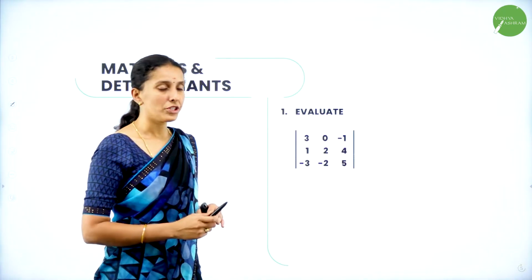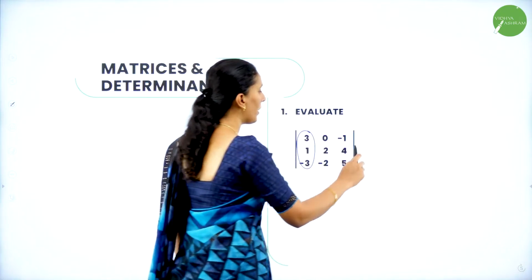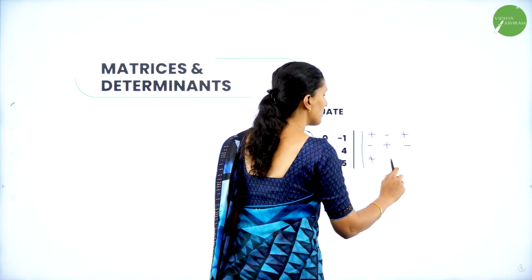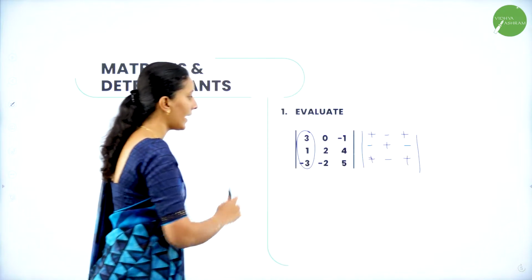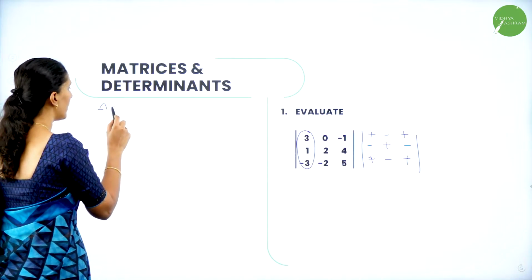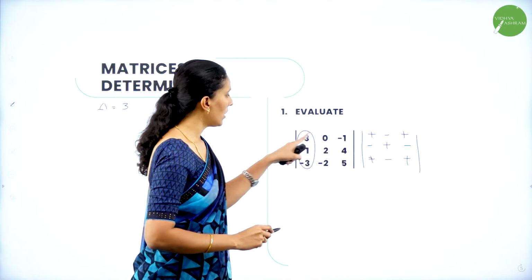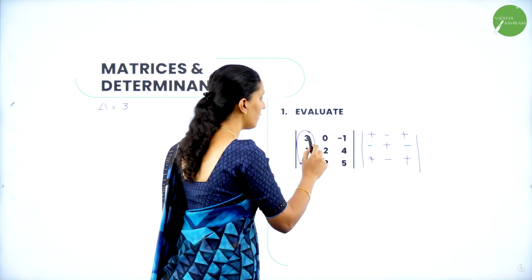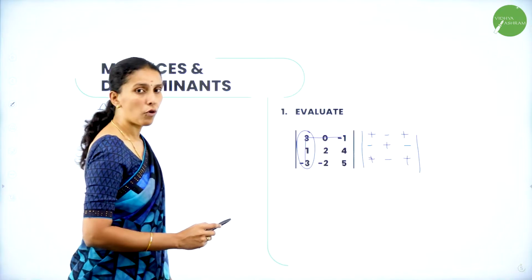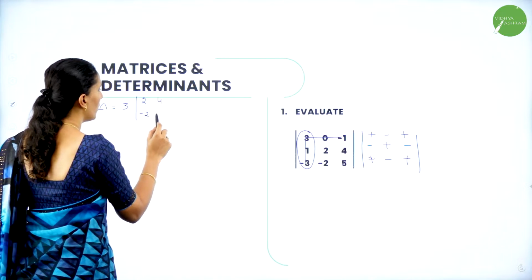So for the same question, now I can take using the column also. So remember the sign: plus minus plus, minus plus minus, plus minus plus. So let me take the column wise determinant. So the value of delta here is equal to 3. So first number is 3. So leave the row, leave the column containing 3. So if you leave it, you should cancel these terms and you have only numbers 2, minus 2, 4, 5. Write it in the form of a determinant: 2, minus 2, 4, 5.